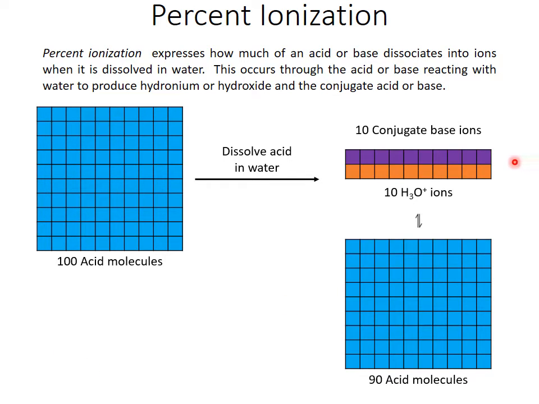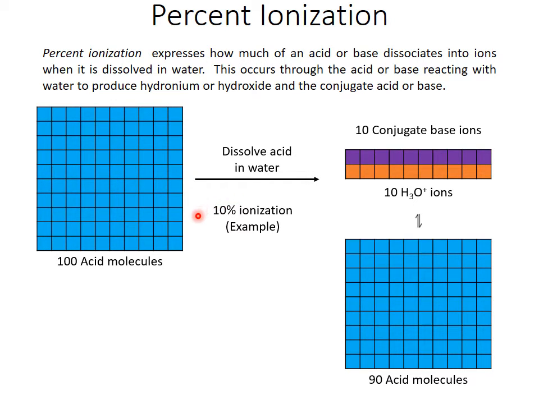In this case, we have 90 acid molecules that do not dissociate, but we have 10 that do, and they dissociate into the hydronium, H3O plus ions, and 10 conjugate base ions. Now we've got 10 of our acid molecules that dissociated out of a pool of 100. 10 out of 100 is 10%. So we would say that this acid is 10% ionized in water.